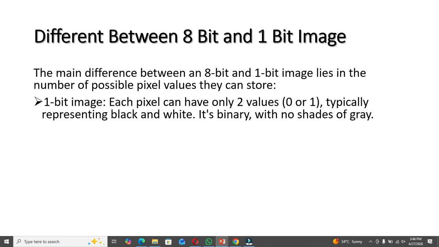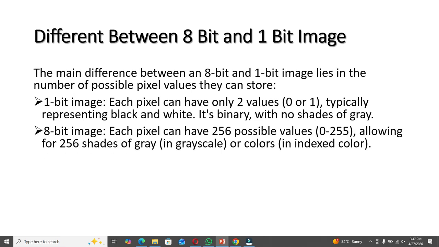When we go towards the 8-bit, different pixels have different values from 0 to 255, while a 1-bit image has the value 0 or 1. Next, we go towards the 8-bit. When we open and analyze the 8-bit image, it has colors from 0 to 255, and each pixel has a different color value.